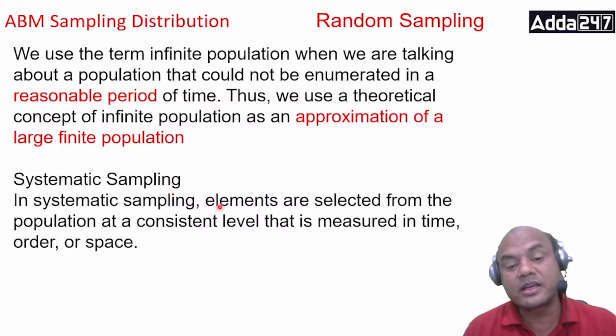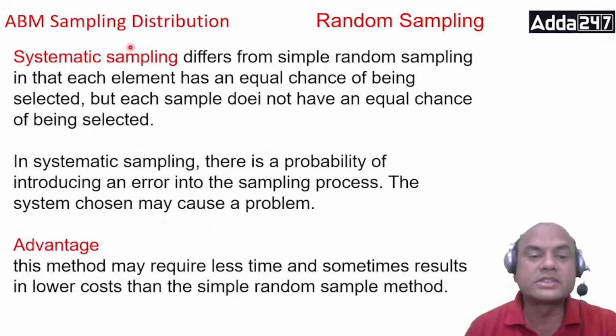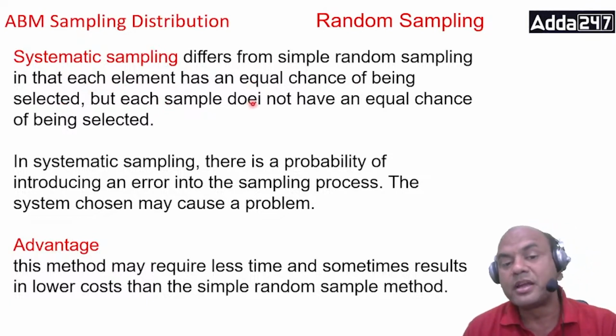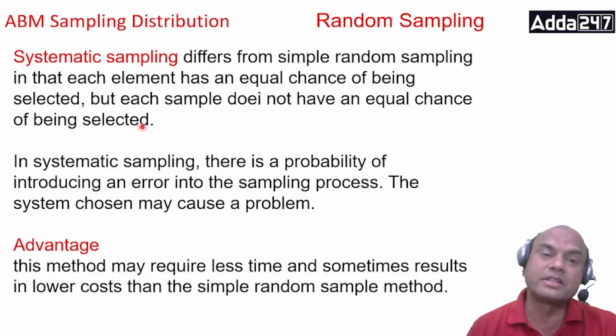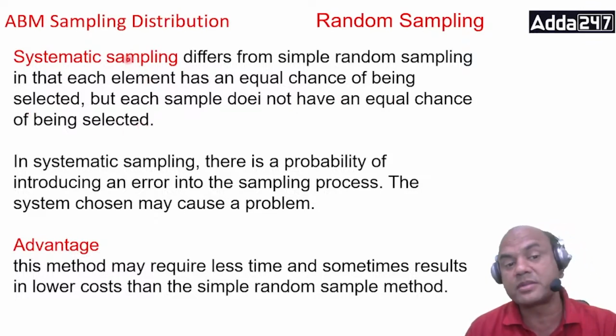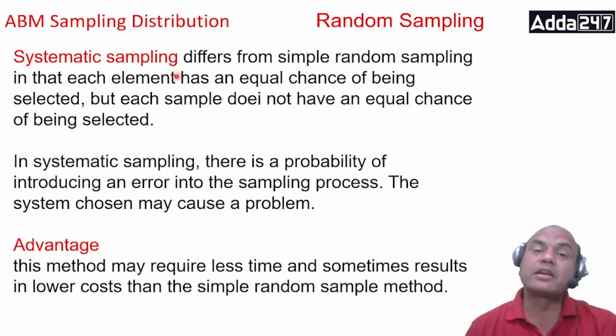Systematic sampling differs from simple random sampling in that each element has an equal chance of being selected, but each sample does not have an equal chance of being selected. Now, this is a problem with systematic sampling. And this question comes in the exam as a complete-the-following question for 1 mark.